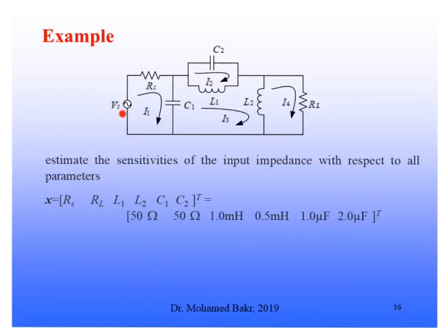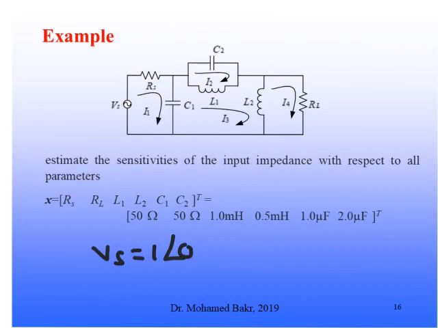First, if this excitation vector is 1 angle 0, so I'm going to take this Vs to be 1 angle 0, it's just a sinusoidal signal with zero angle. Then the input impedance is, by definition, the division of this voltage by the current drawn from it, the current I1. We are going to use loop analysis here. So this is called I1, this is called I2, this is called I3, this is called I4. Our state parameters are I1, I2, I3, and I4.